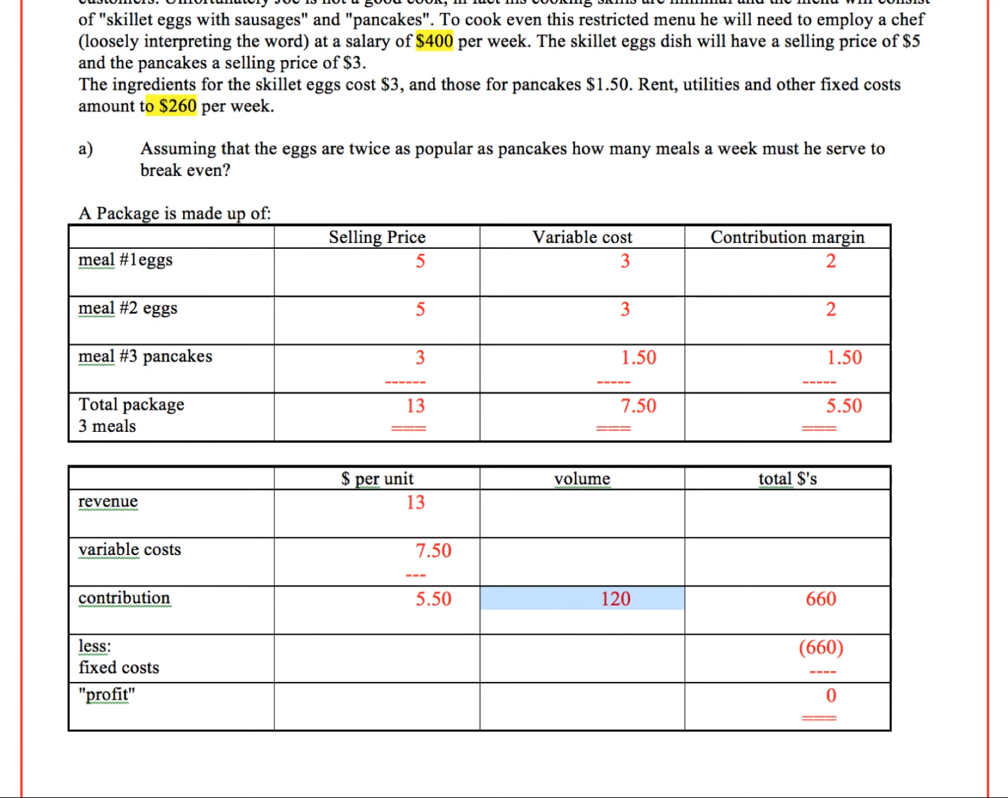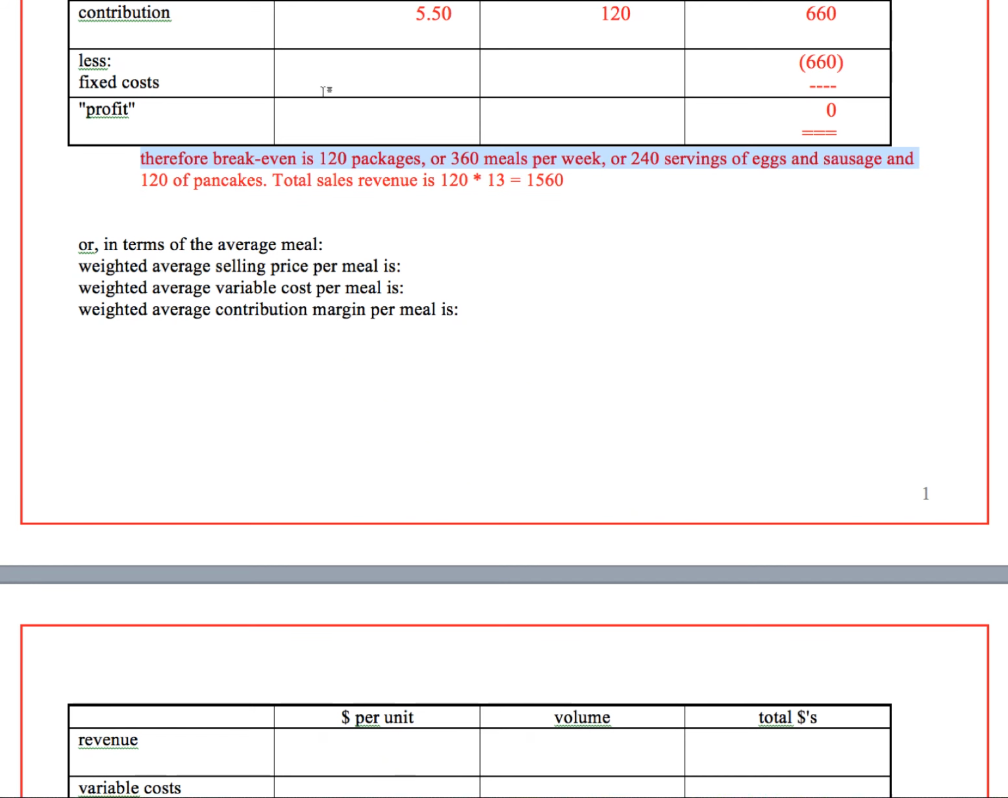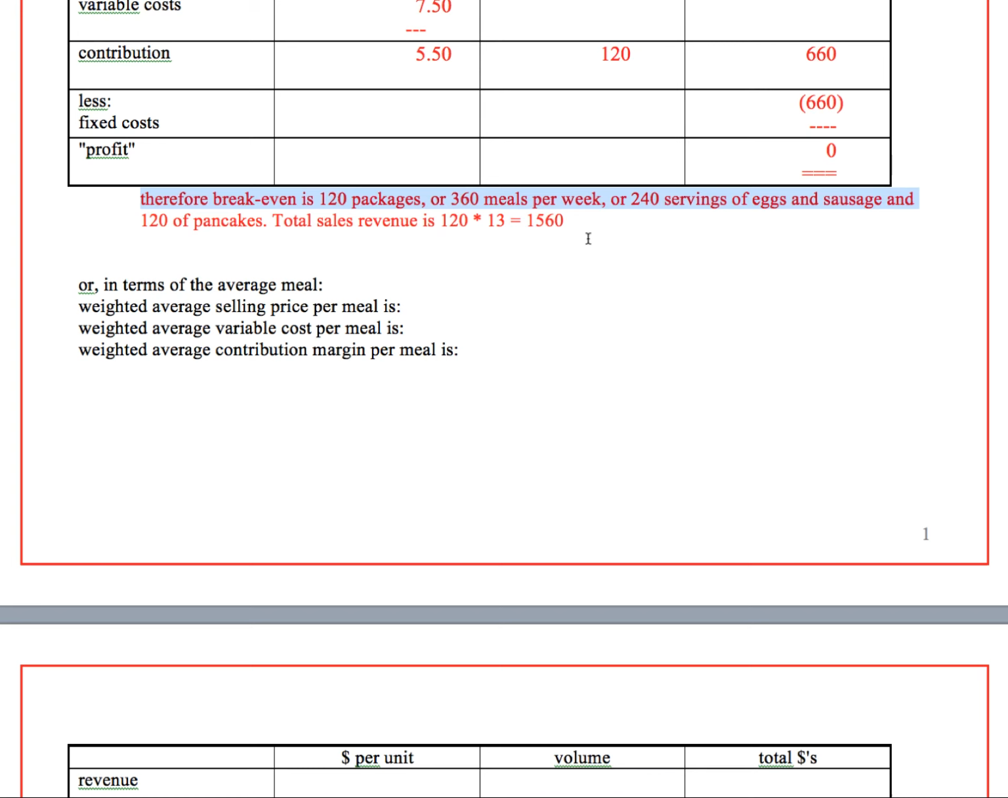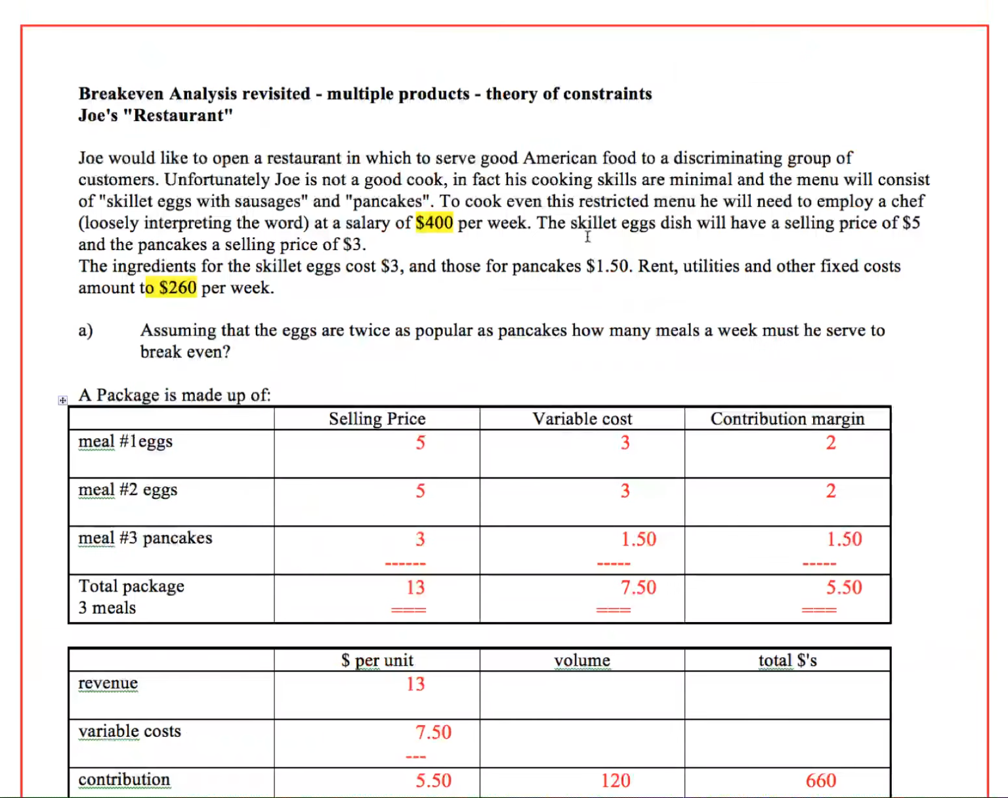And of course, this 120 packages represents 120 meals of pancakes and 240 servings of eggs and sausage. The total sales revenue is 120 times $13 per package, which is $1,560. And so the question is, how many meals a week?